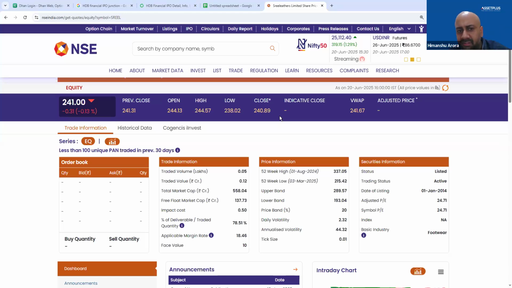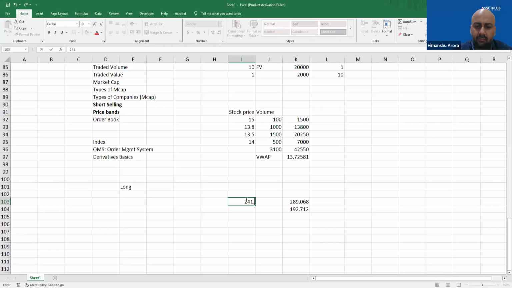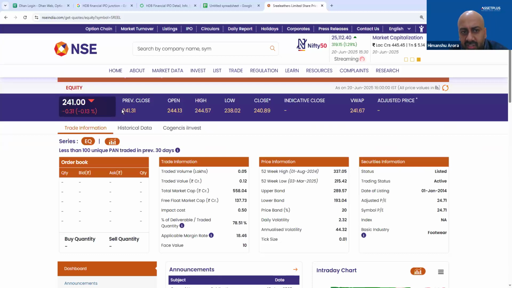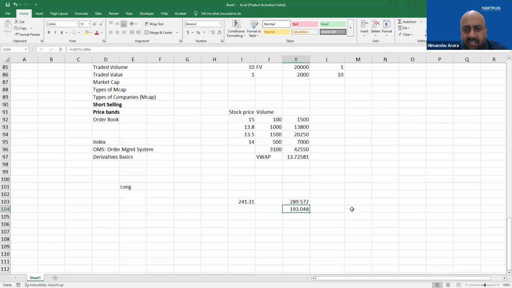Okay, okay, this is being calculated from the previous to previous day. It is 241.31 probably, because it may not have been updated yet. Or so, the day before yesterday, the previous close was this. So 20% price band. Yesterday's upper and lower band was 289.57 and 193.05 or 04. Am I clear? So this is upper circuit or upper band, and this is lower circuit or lower band. What may come, the stock will not go beyond these bands.